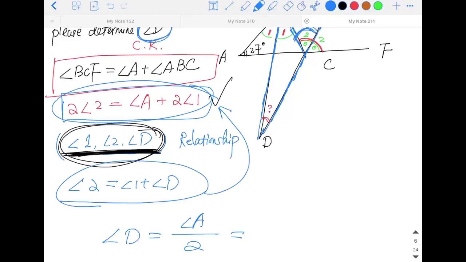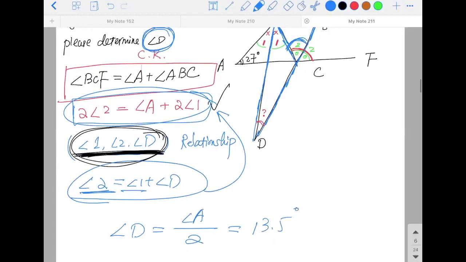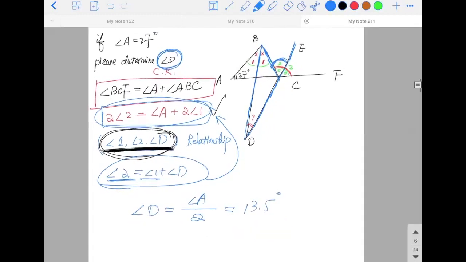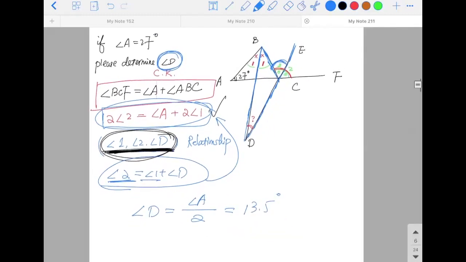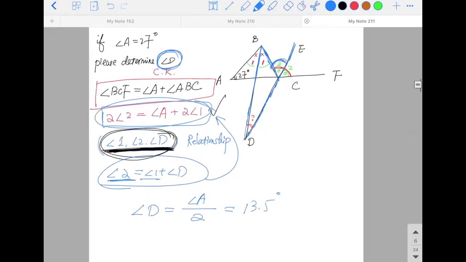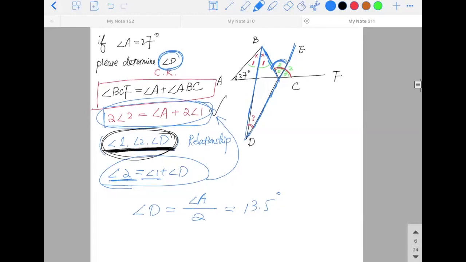You just plug in, right? Replacing angle 2, angle 1 using angle D, and it reaches 13.5 degrees. So easy, huh? This is a so easy peasy problem. As long as you understand our external angle equals the two non-adjacent internal angle sum, you're good to go. Is it good?